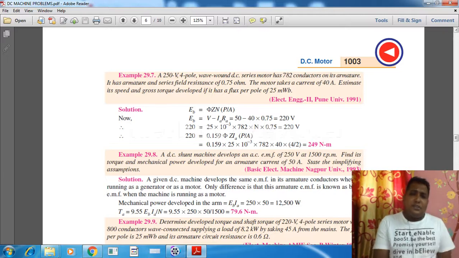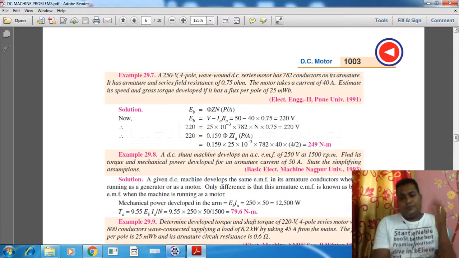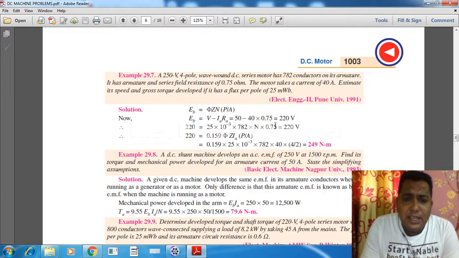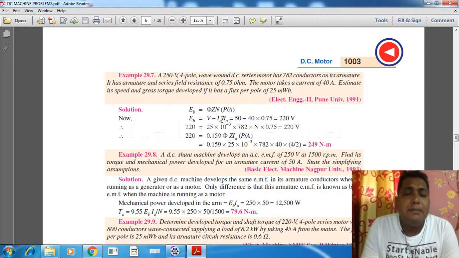Now what we have to estimate is its speed. Solution: come to the solution. See, here is the back EMF equation. Eb is equal to NPφZ by 60A. At the same time, Eb can also be given by V minus IAR. In the previous problem we have seen that equation.